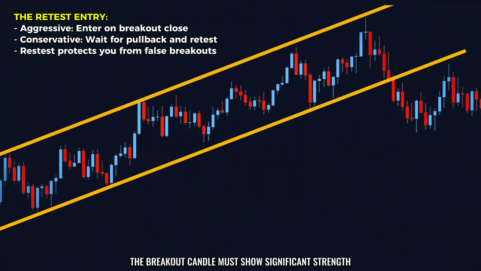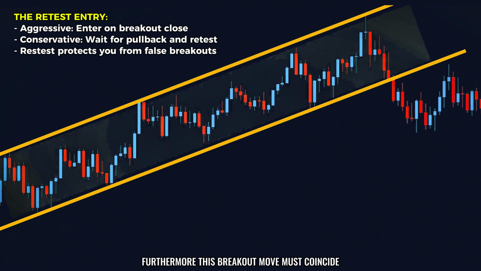The breakout candle must show significant strength, meaning it must have a large body that closes completely outside of the channel boundaries. Furthermore, this breakout move must coincide with a considerable increase in trading volume. This volume surge proves that institutional buyers or sellers are aggressively backing the breakout.